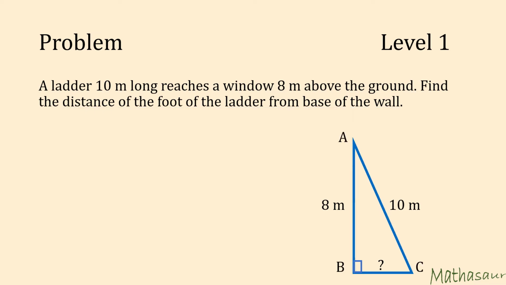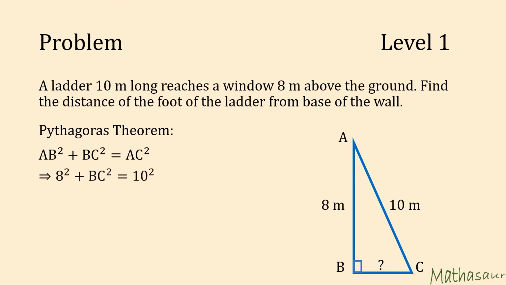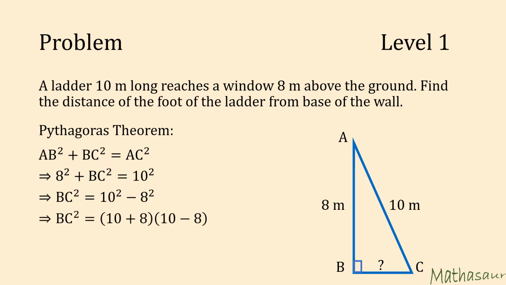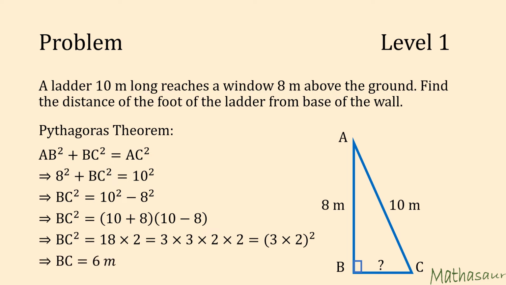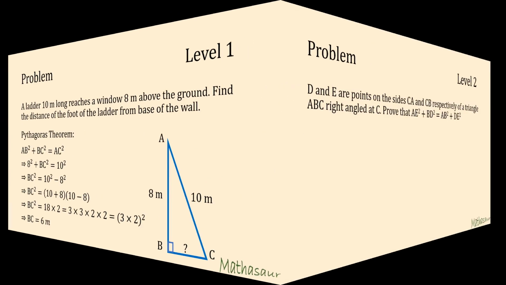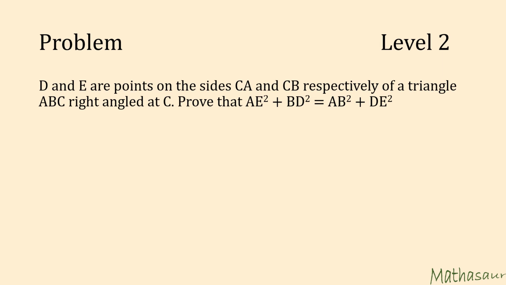So let us label our triangle as triangle ABC. Now since it is right angled, we can apply the Pythagoras theorem. So AB square plus BC square would be equal to AC square. Let us substitute the values and solve for BC. We see that BC is equal to 6 meters. Let us look at another problem.